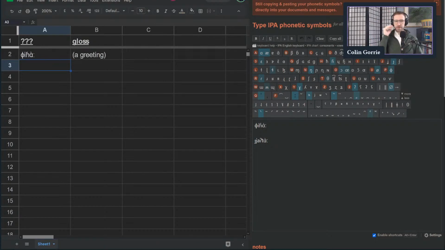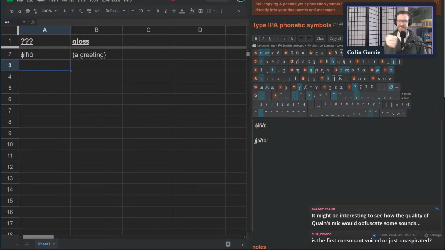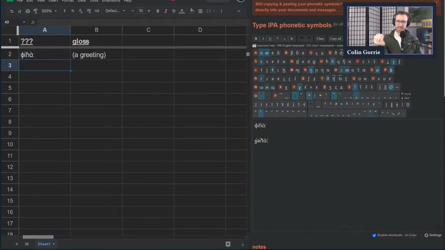All right, so questions from the chat. Galactic Sand is remarking that it might be interesting to see how the quality of your mic might obfuscate some of the sounds. I happen to know that this mic is a fairly decent one, from my understanding. So hopefully that's not going to play too much of a role.